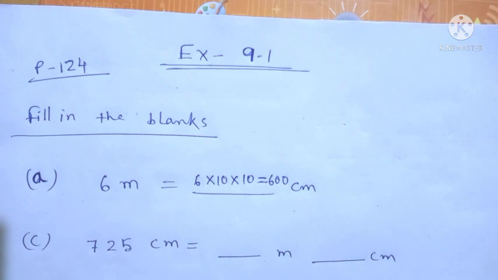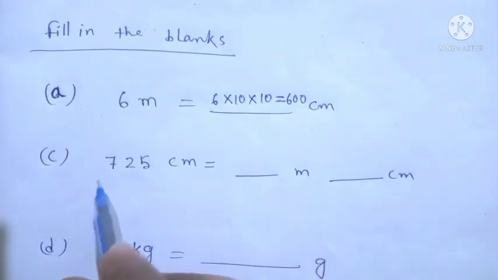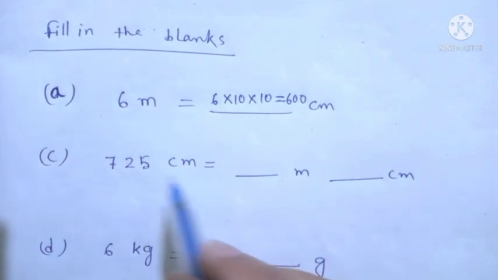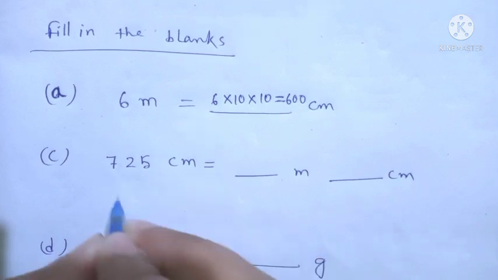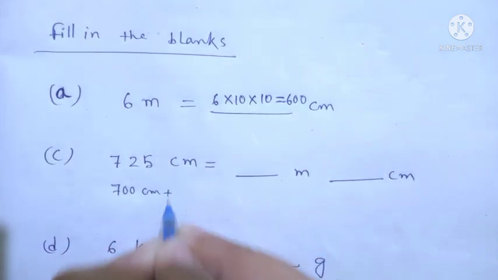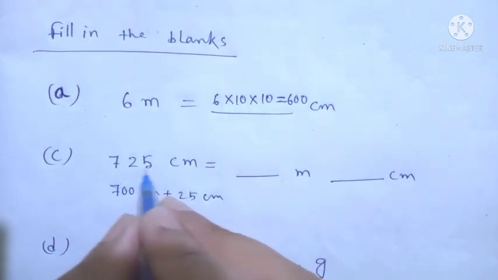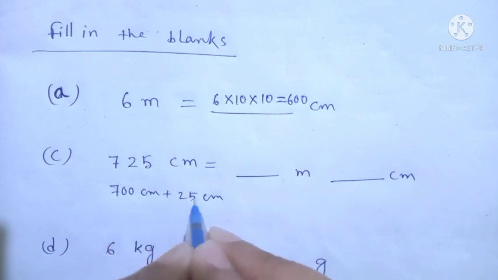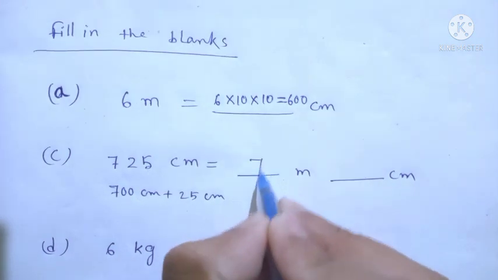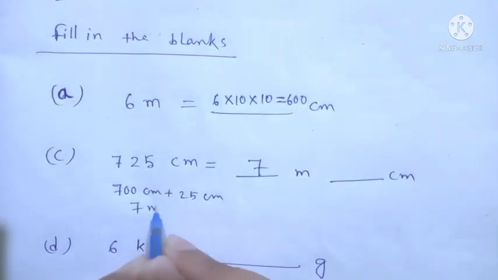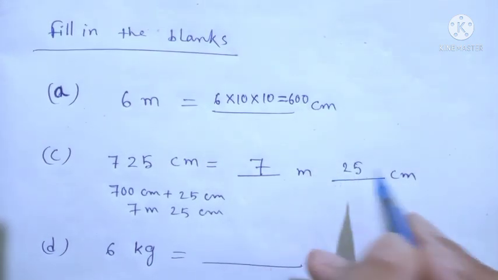Now 725 centimeter equal to dash meter dash centimeter. We know 100 centimeter means 1 meter, so here is 725. We can write 700 centimeter plus 25 centimeter. So 700 centimeter means 7 meter, and 25 centimeter. So 7 meter 25 centimeter is the answer.